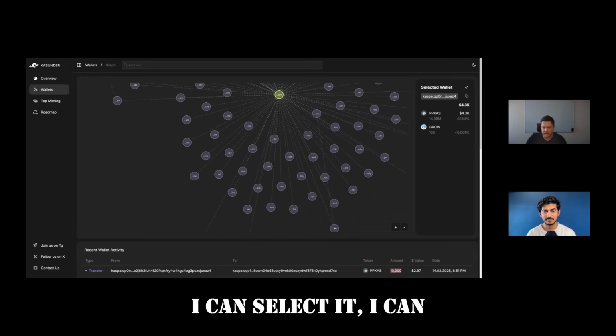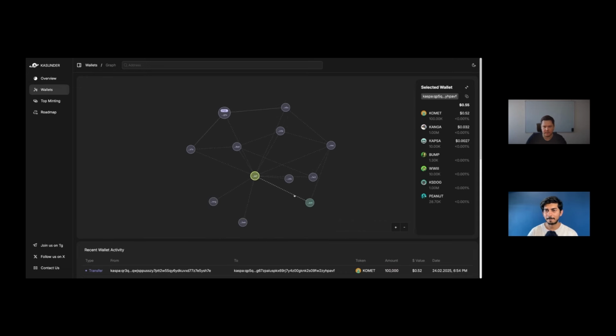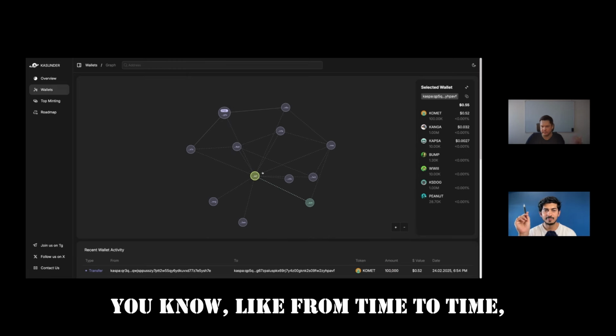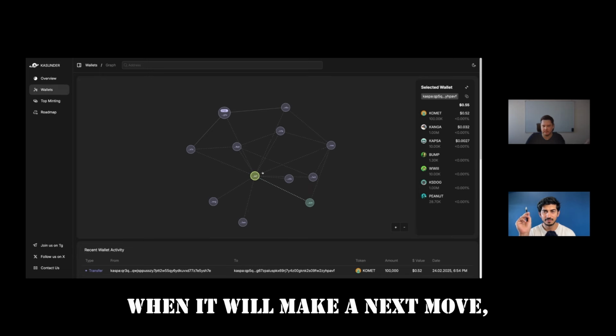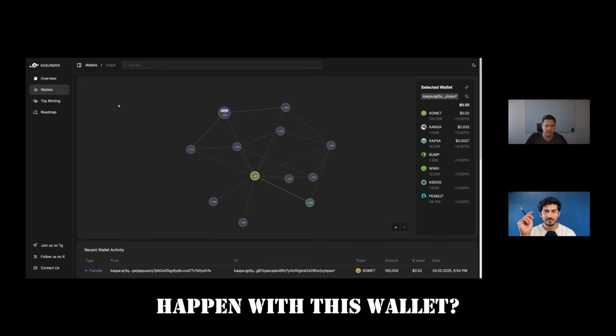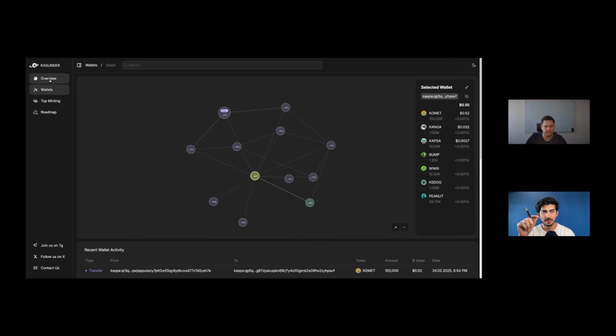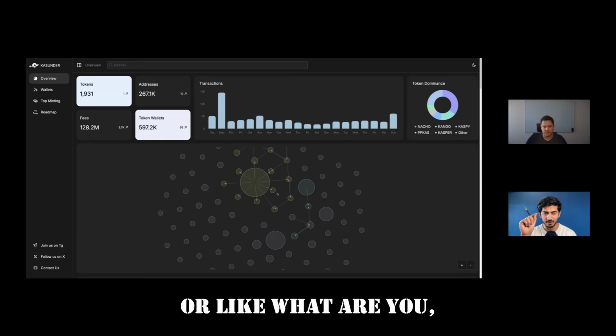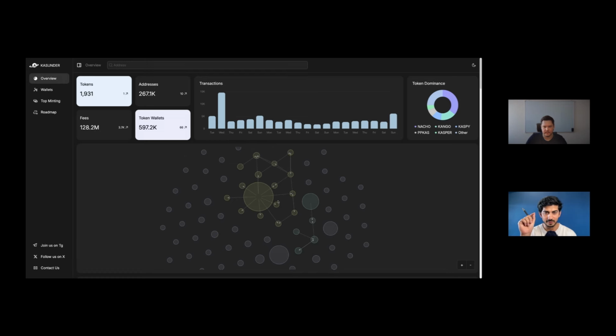I can select it, I can check its transactions, or I can just basically save it and then look at it from time to time to see when it makes its next moves or what else will happen with this wallet. How can you save it? Is there a save button, or what's the way to save that wallet?